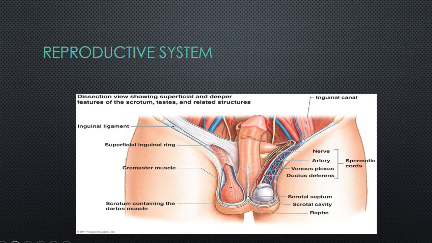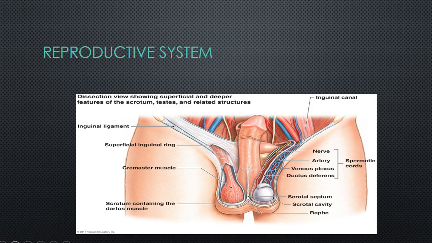Then for the man, we have the external, which is the penile shaft, and then at the top it's called the glans. We have our inguinal ligament, the inguinal ring, the cremaster muscle, which is in the scrotum. You have the scrotal septum, the scrotal cavity. You have the rugae here. You have a lot of nerves and arteries in the inguinal area. And these make up the spermatic cord.